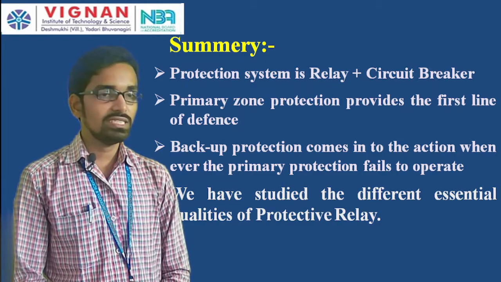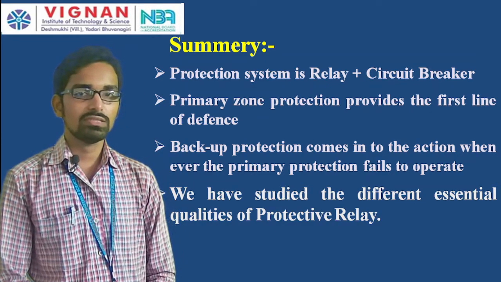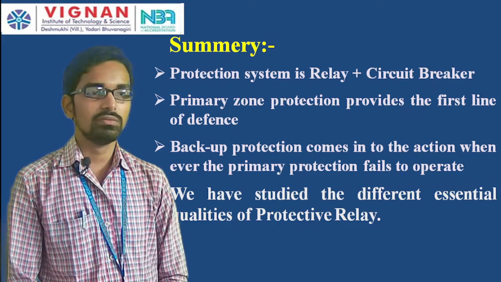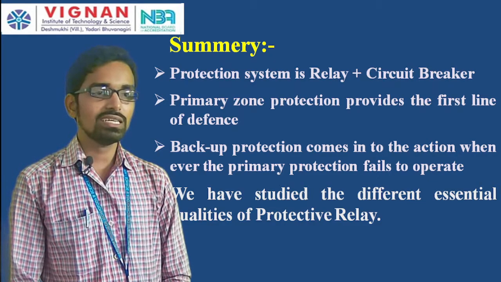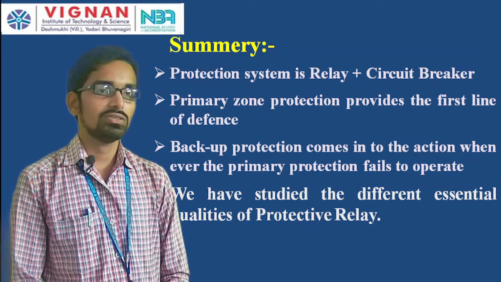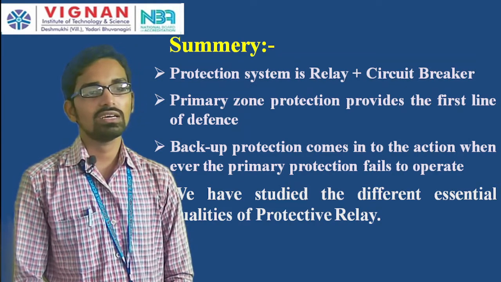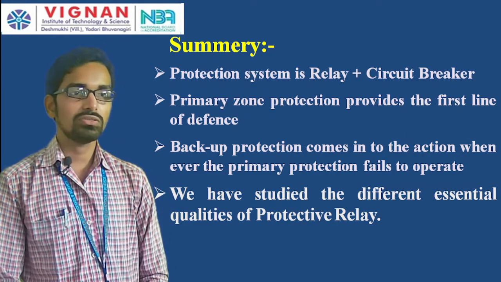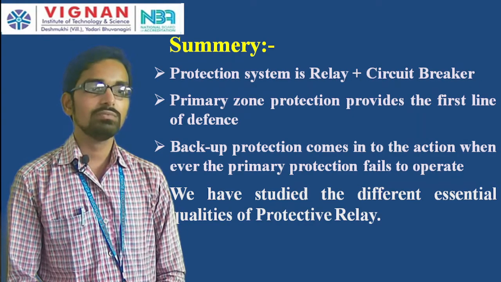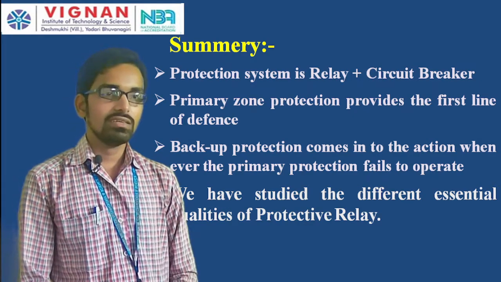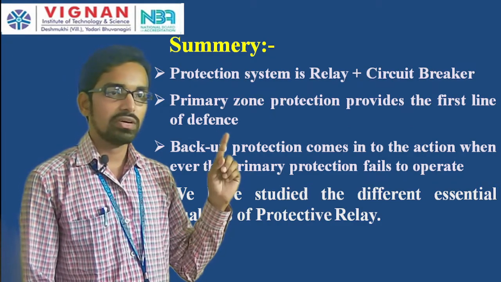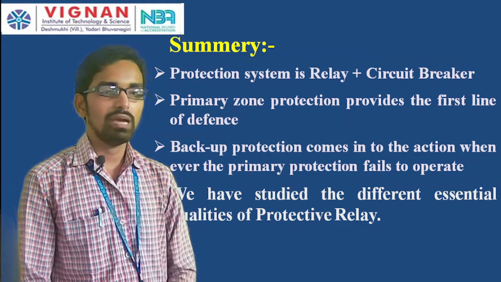If you look at the summary of this lecture, we have seen the protection system. It is a combination of relay plus circuit breaker. Whenever faults take place, the relay gives a trip signal to the circuit breaker, so that the circuit breaker operates. And next, we have seen two zones of protection. One is the primary protection and the second one is the backup protection.